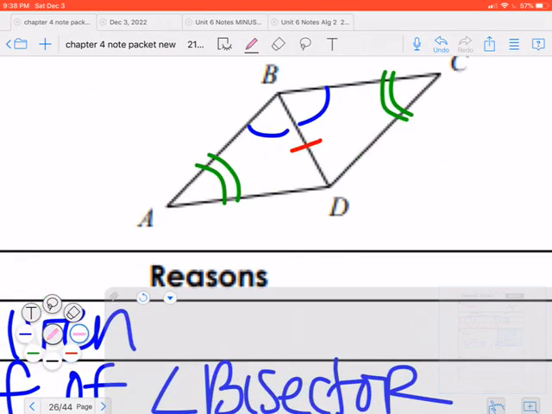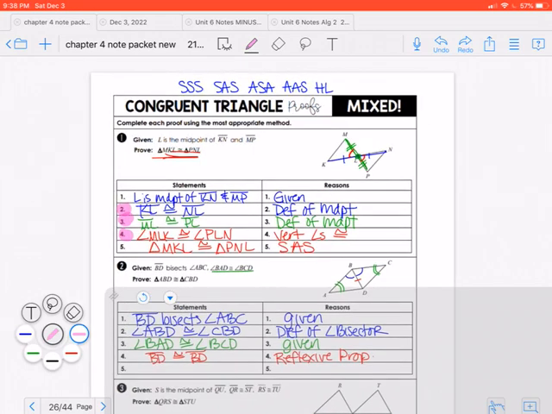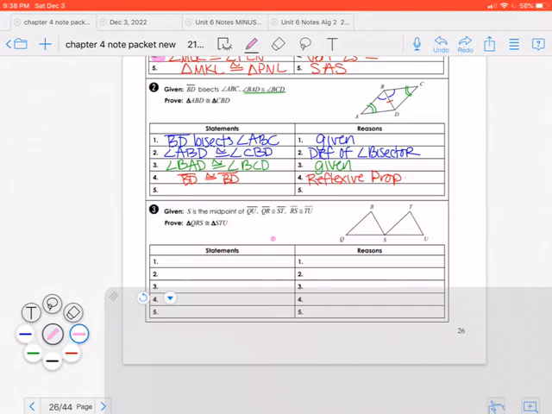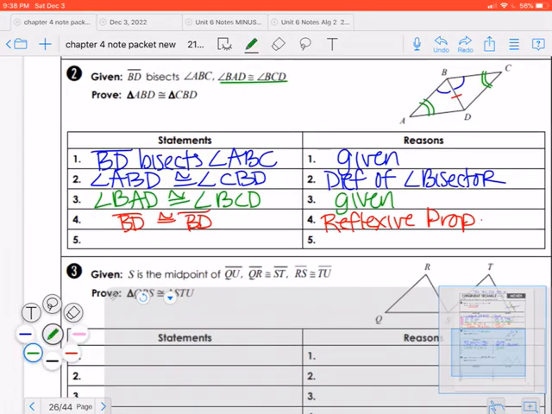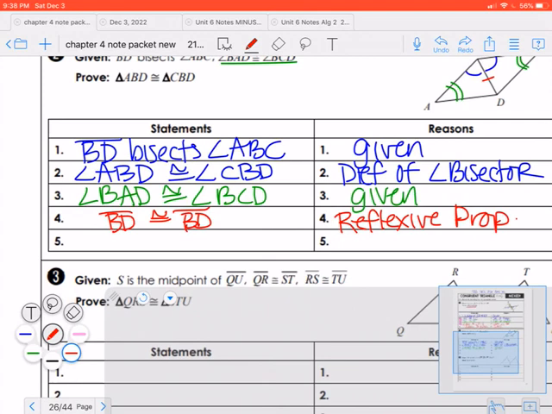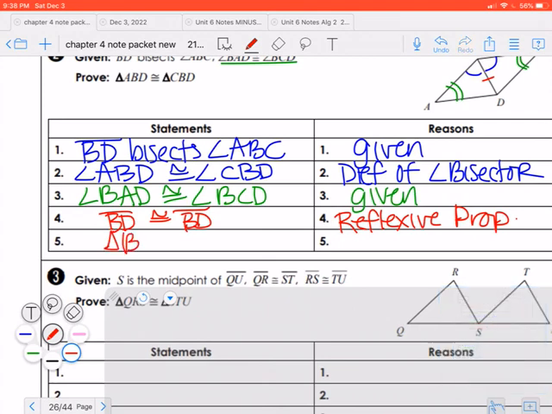And look at that. We've got angle, angle, side for each of our triangles. Angle, angle, side. That was the second to last one that we learned. So now we can write that the triangles are congruent. Triangle ABD is congruent to triangle CBD by angle, angle, side.